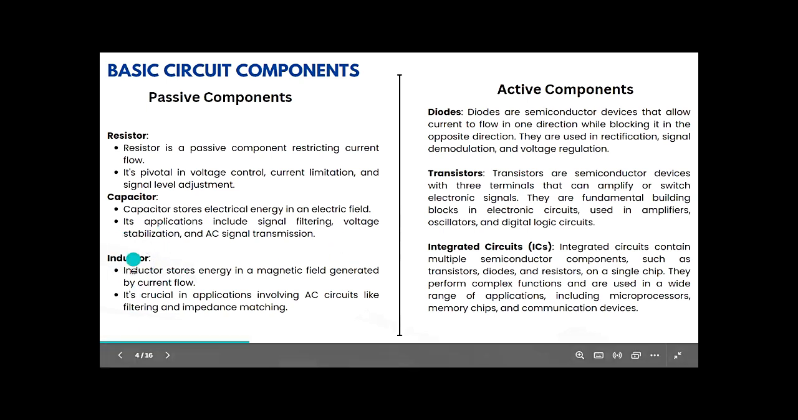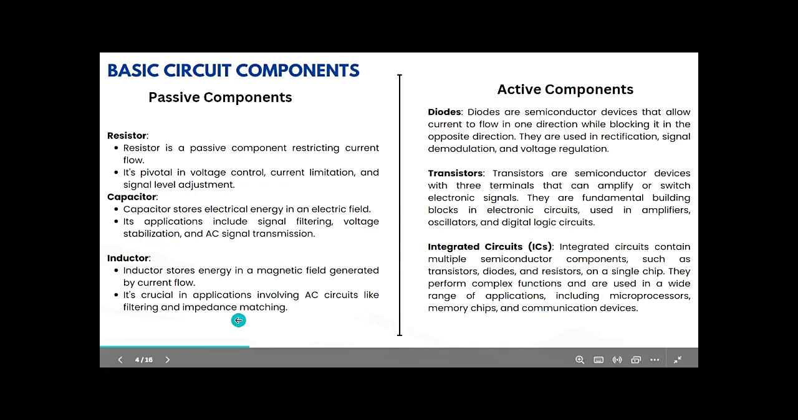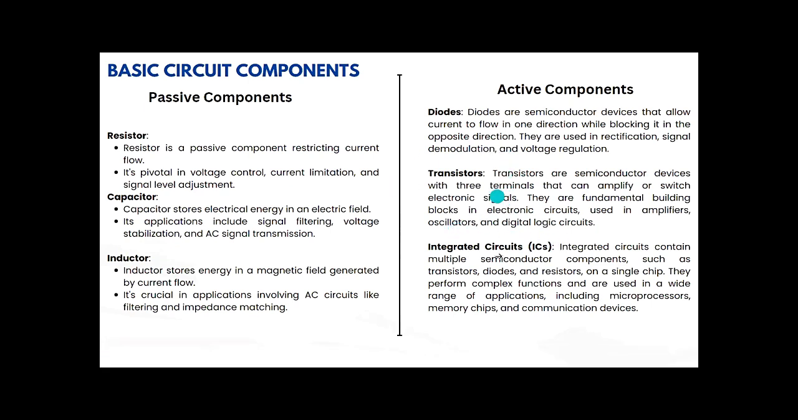There are other passive components like an inductor, which stores electrical energy in a magnetic field. It has a lot of applications, especially in filtering and impedance matching. So we have the other type of electronic components, which is the active component. Active components like diodes, transistors, and relay circuits are very important. So let's look at active components like a diode.